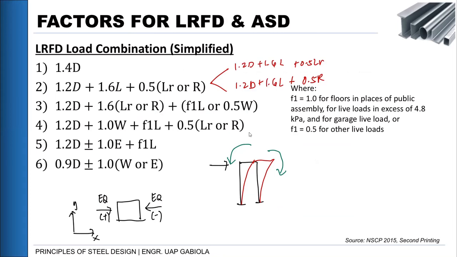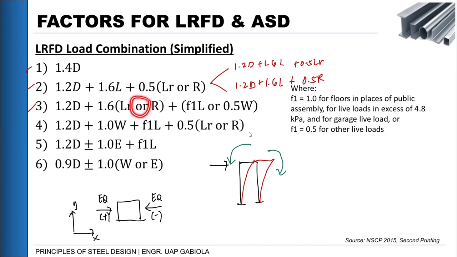So, ibig sabihin, load combo 1 is kasama kasi may dead load tayo. Si load number 2 is kasama kasi meron tayong dead load, live load, and roof live load. Si number 3 is kasama kasi meron tayong roof live load. Okay?